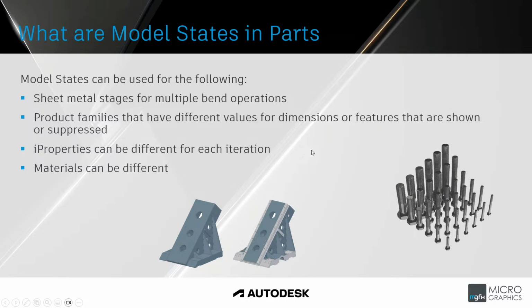So what are model states in parts? Model states in parts allow us, as I said, to do different configurations of your parts or your sheet metal. How could we use it in sheet metal? We could use it for different stages of bend operations. If you wanted to see, okay, how is this thing going to get bent up? What's the first bend? What's the second bend? What's the third bend? Then you can create different model states for each of those operations and bend it up.